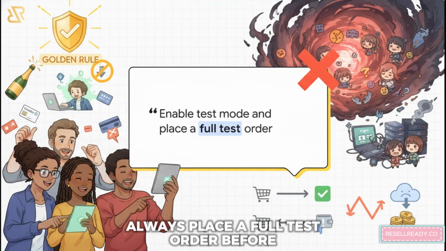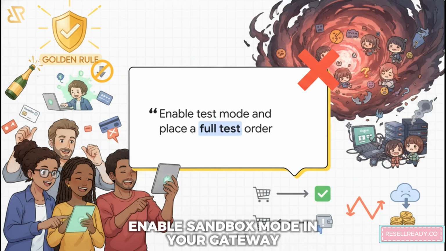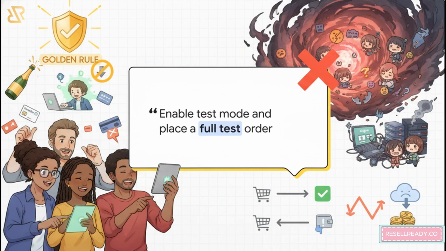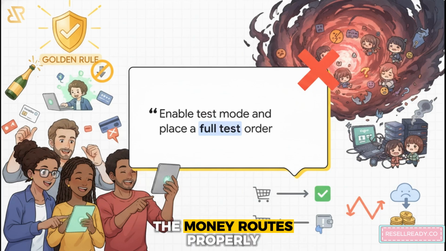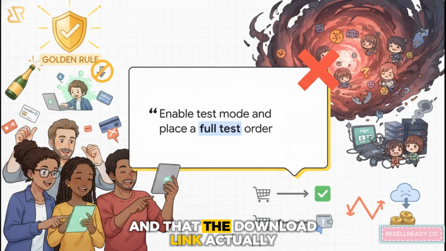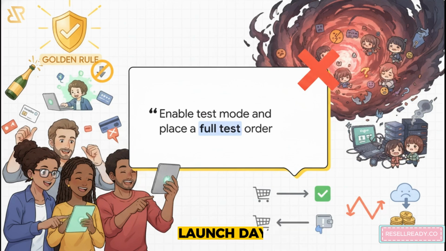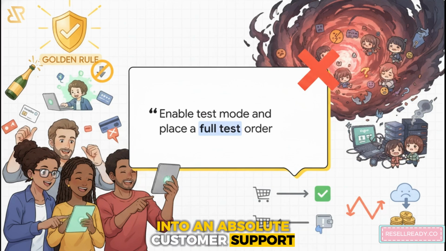Always place a full test order before going live. Enable sandbox mode in your gateway and actually buy your own product. Make sure the checkout completes, the money routes properly, and that the download link actually arrives. Skipping this step is just the easiest way to turn your big launch day into an absolute customer support nightmare.